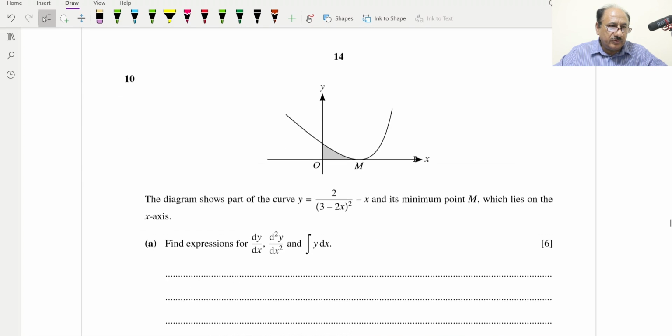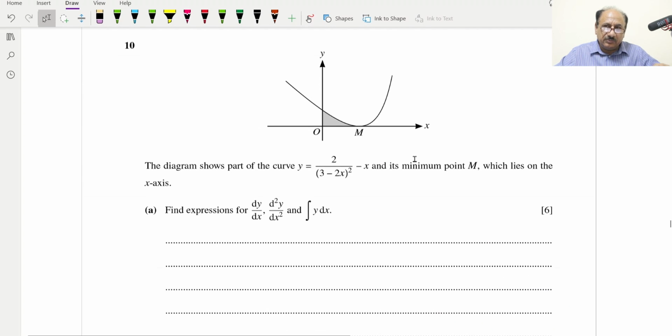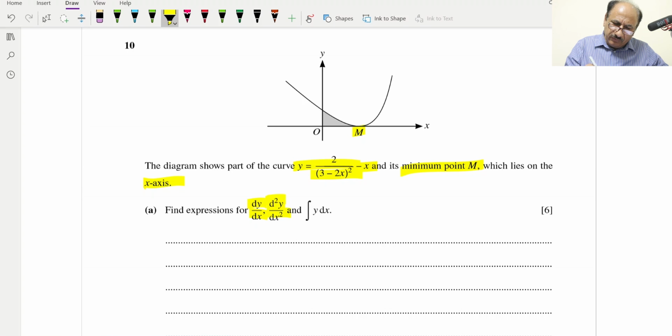Now we can move to the next question, which is question number 10. The diagram shows part of the curve y is equal to this one minus x, and its minimum point is M. This is the minimum point which lies on the x-axis. Find the expression for dy by dx, the second order derivative also, and the integral of y dx.